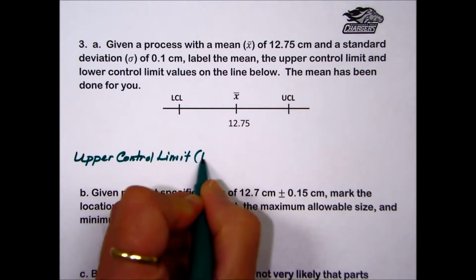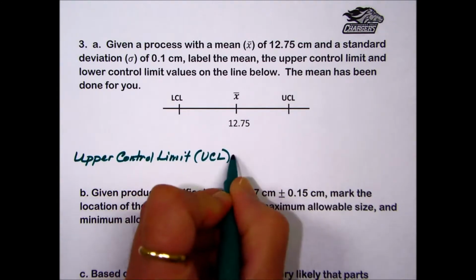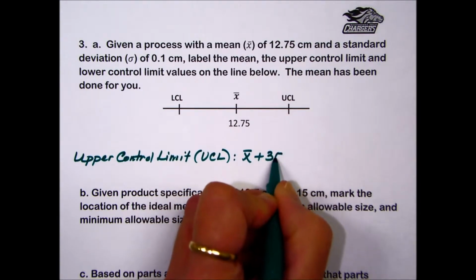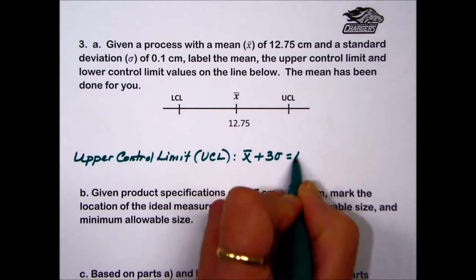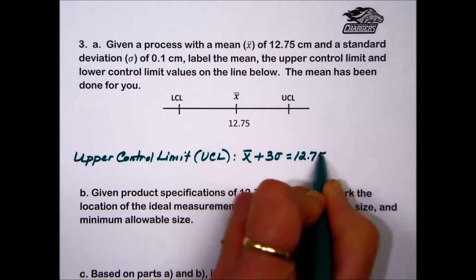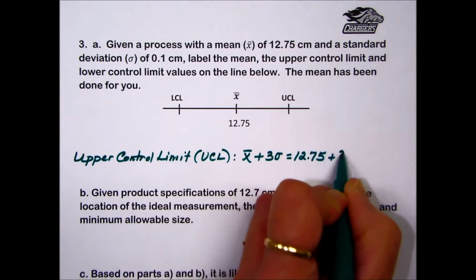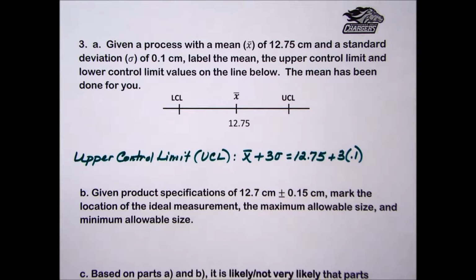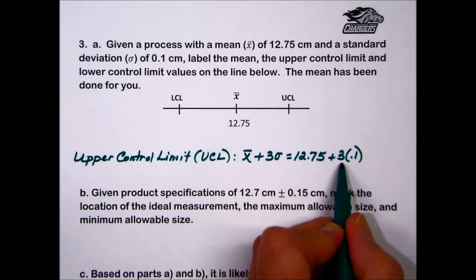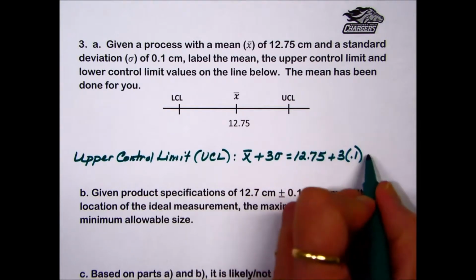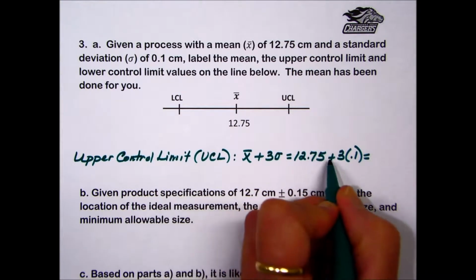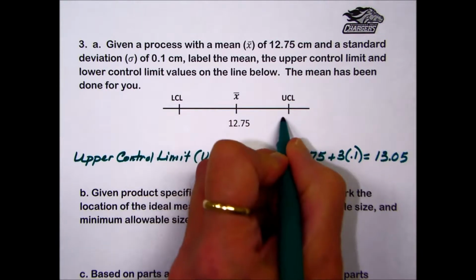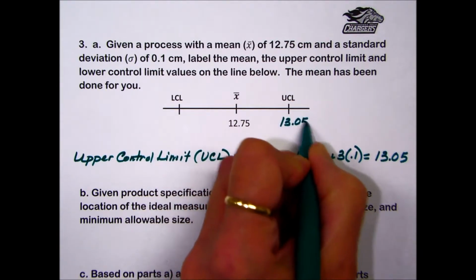which we will abbreviate UCL, we will take the mean plus 3 times the standard deviation. So for this problem, we have 12.75, the given mean, plus 3 times the standard deviation, which was given as 1/10. Order of operations will multiply first, giving us 3/10, and then do the indicated addition, giving us 13.05, the value of our upper control limit.